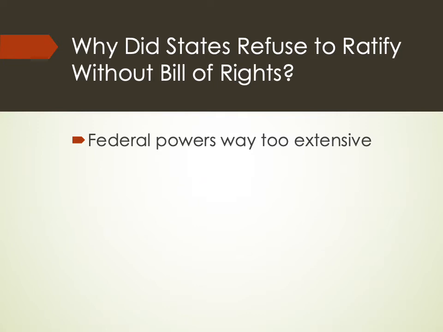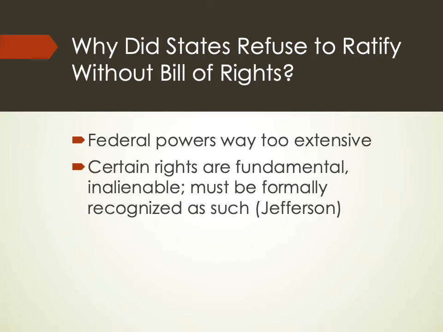They were sort of like, hey, if we don't say that there are certain things that Congress can't do, they might very well use that elastic clause to really expand their powers. And so they thought a Bill of Rights would put the brakes on federal powers and the abuse of federal powers. Jefferson, as it mentions in your textbook, says that certain rights are just fundamental, they're inalienable.